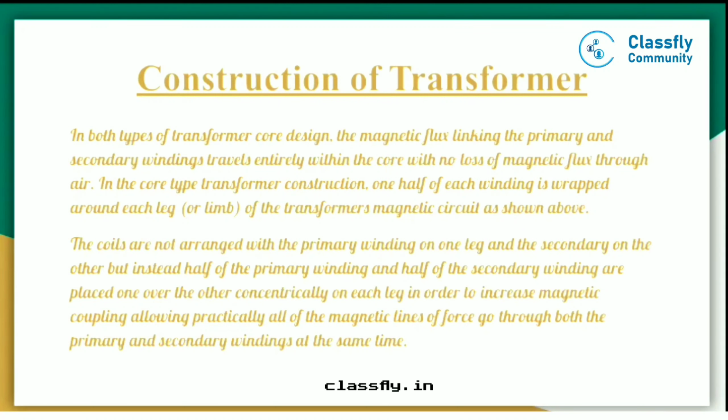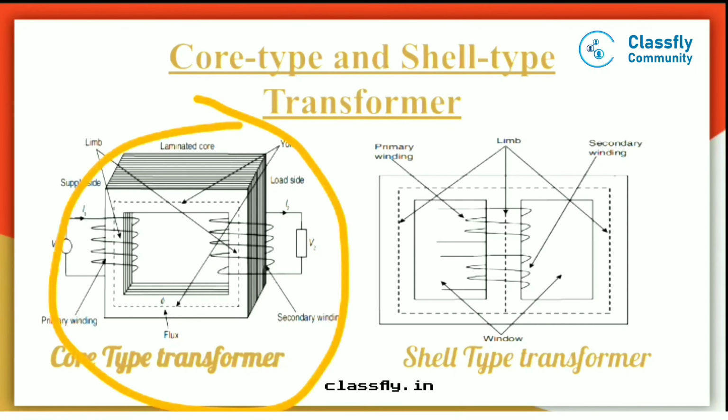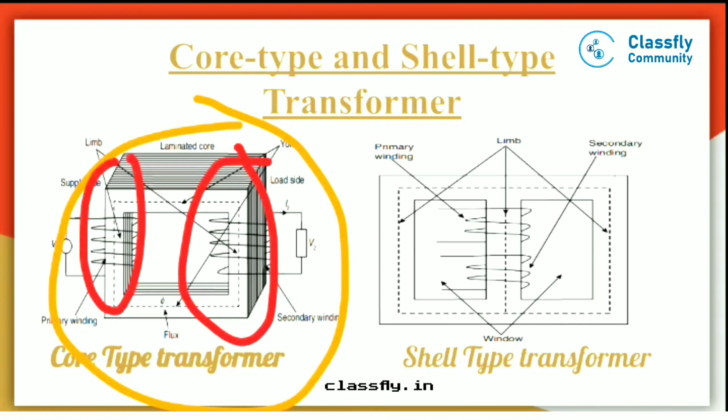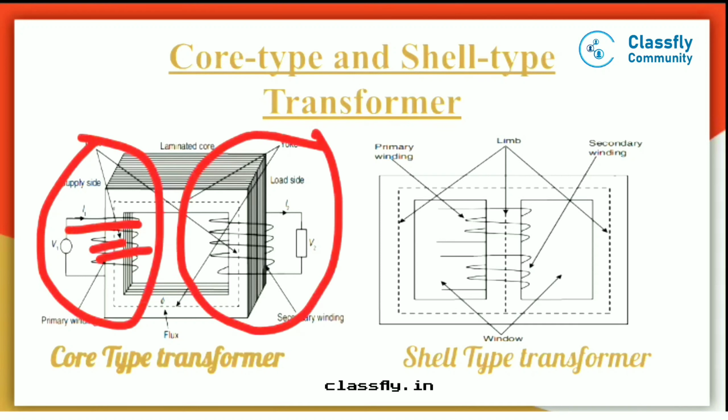It says that in the core type transformer, one half of each winding is wrapped around each leg of the transformer magnetic core. So one half of each winding is wrapped around each of the limbs, or legs, of the transformer. As it is a core type transformer, it has two limbs. So this is one limb and this is another limb, or you can say the two legs. The windings are around each of the limbs. You can see that these are all the windings and they are on the limbs. This one is our primary side and this is our secondary side, and on the secondary side also there are windings on the leg, or you can say the limb. So this is what is stated.